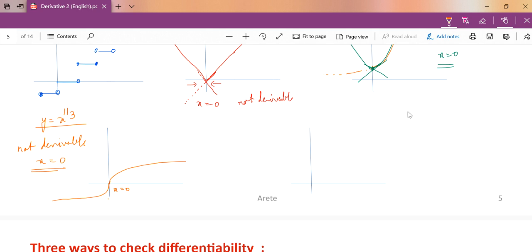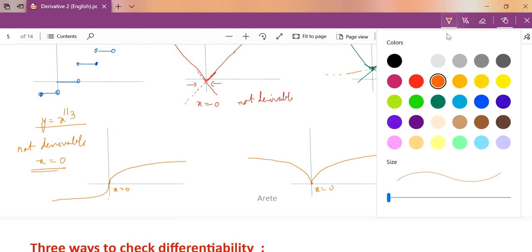Let's take one more. If I give you another simplest one, root of modulus of x, how does it look? Whenever you have modulus, you just draw without modulus. For x positive, your function looks like this. Since it's a modulus, for negative values also you are going to get the same y values. So this is your function. And can you see again at x equal to 0, the tangent is vertical. So again at x equal to 0, your function is not derivable or not differentiable. Great, I have taken the simplest of the examples.